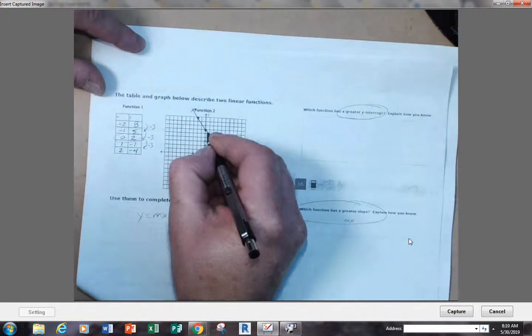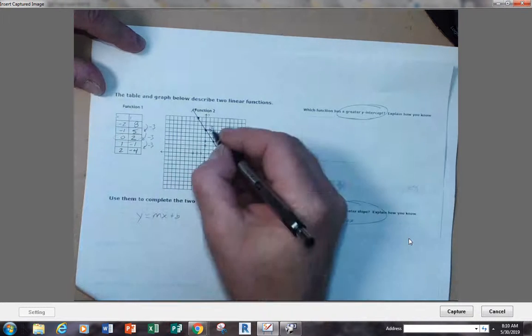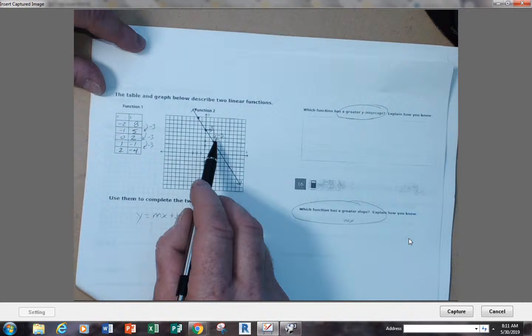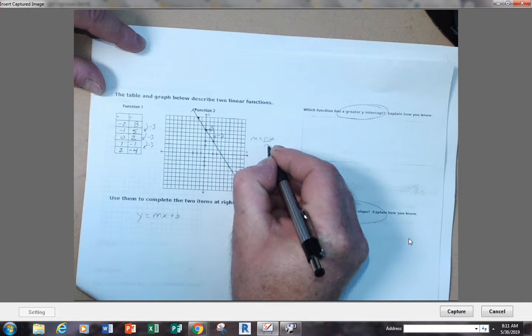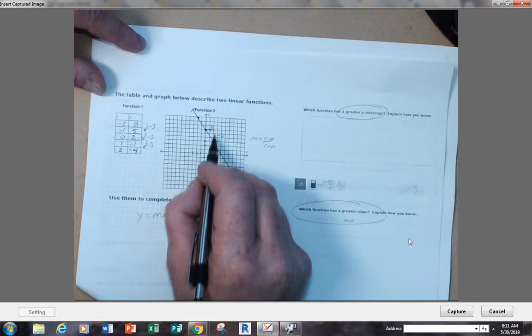For this graph, it has a slope of over 2 for my run. This should look familiar. Down 3 for my rise. They're hoping you write that slope as 2 over -3, but this slope is -3 over 2. Slope is always rise over run. And even though that number is on top, that's your run. This number is your rise. That goes on top.